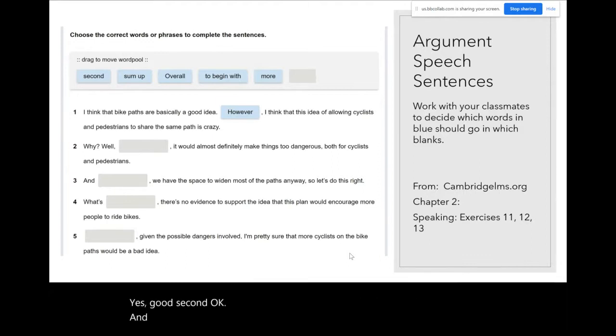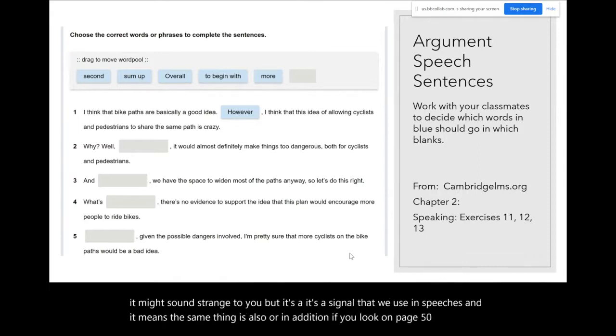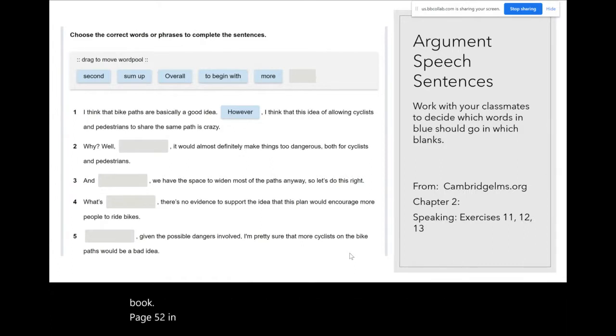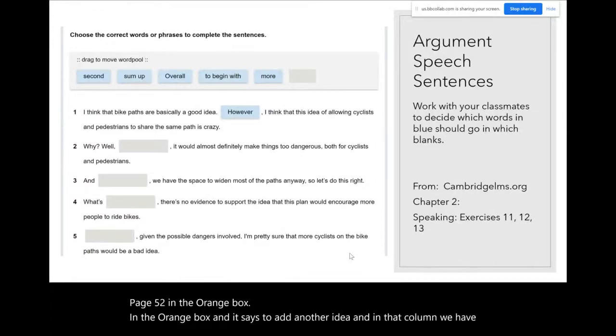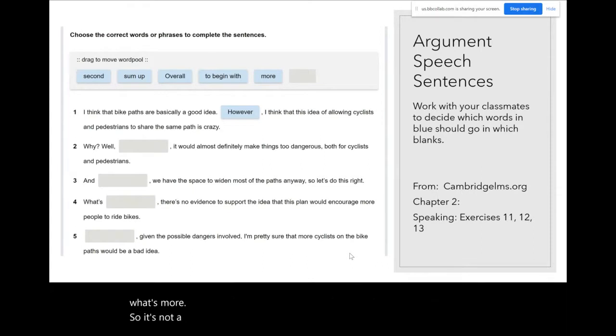And Carolina, what about number 4? What's more? Yes, that's a little phrase that can go together. What's more? It might sound strange to you, but it's a signal that we use in speeches, and it means the same thing as "also" or "in addition." If you look on page 52 in your book, in the orange box, it says to add another idea, and in that column we have "what's more." So it's not a question, even though we're starting with "what," we do not make this a question. Okay, so that's number 4.